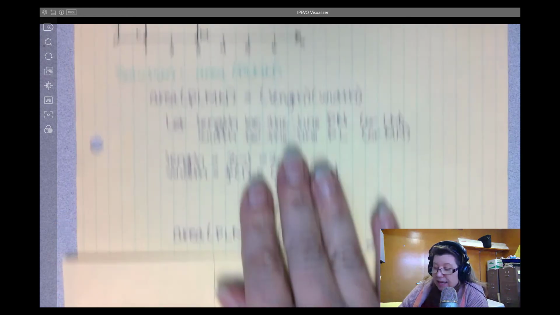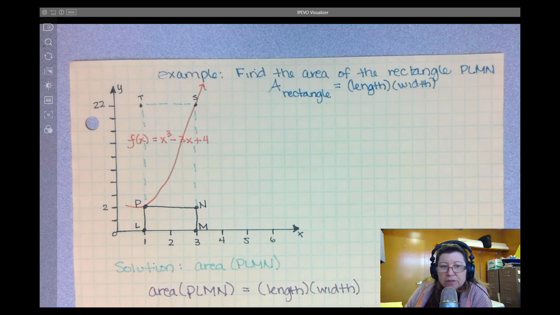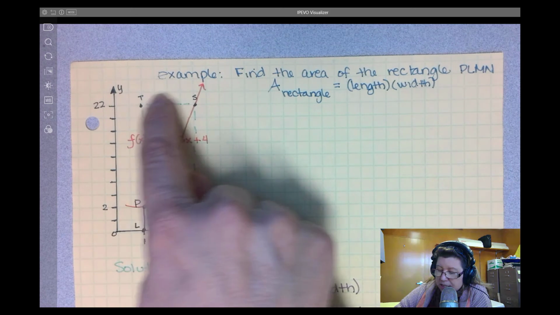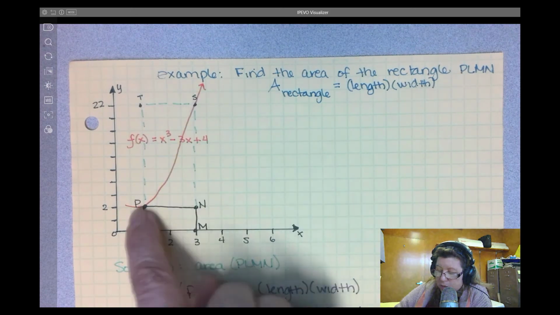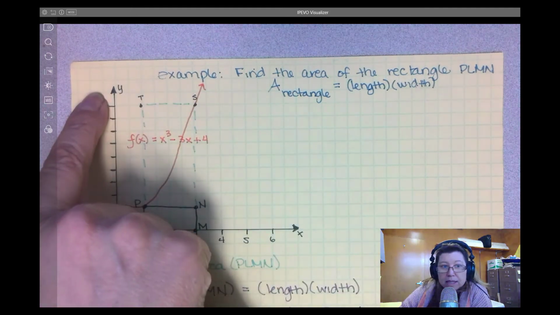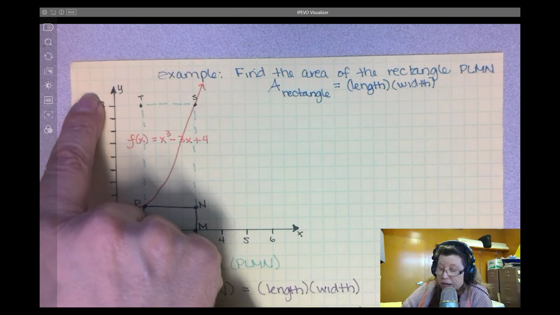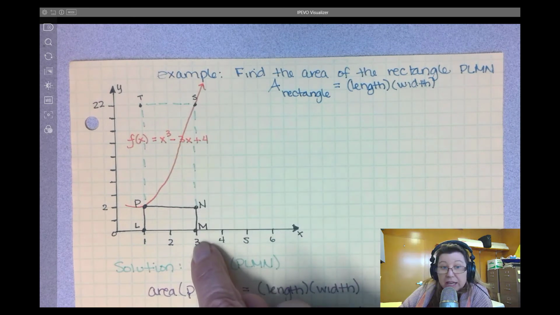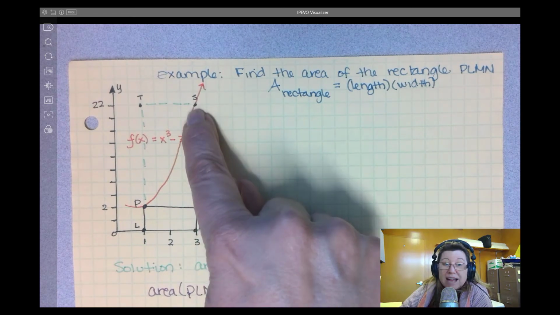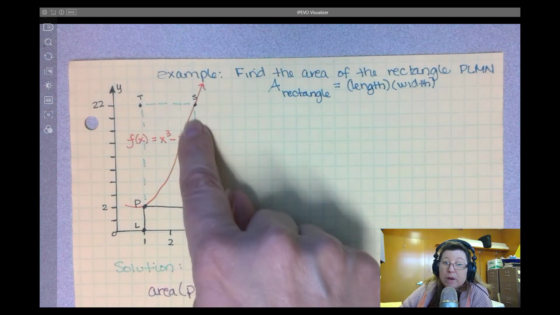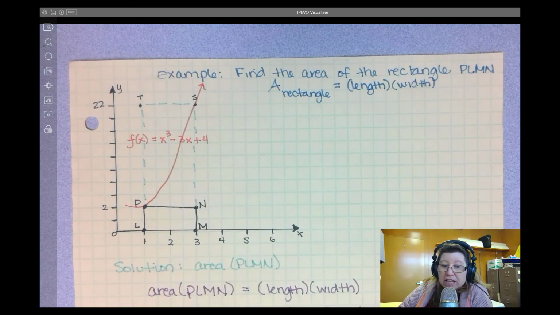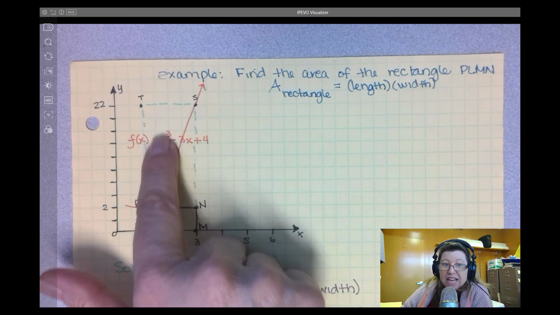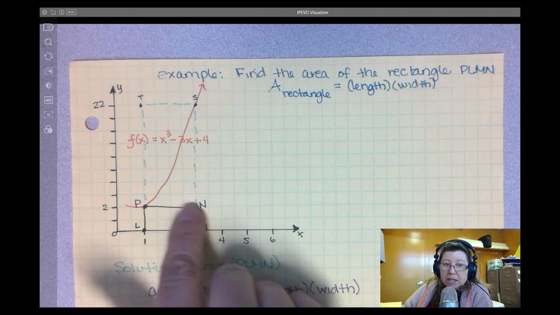Now, with that said, challenge yourself to figure out the area of the rectangle that goes from P to T to S to N. And what you're going to do is ignore this. I may have drawn it incorrectly. Find out what the S value is by plugging a 3 into the formula, and you will find the height of S all the way up there. That's a good little challenge to give to yourself. See if you can figure out the area of this dashed rectangle, PNST.